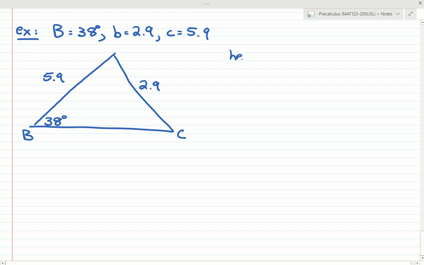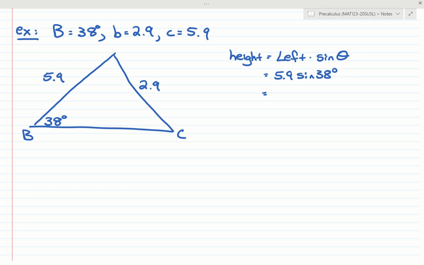The height is always going to equal the left side times the sine of our angle. So the height is going to be 5.9 times the sine of 38 degrees. Typing that into my calculator, 5.9 times the sine of 38 degrees is 3.6.